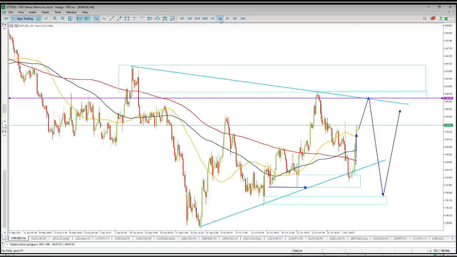All right, so you can see that price is trading within this wedge. We'll see how price reacts from this block at the top here. So that's for EURUSD. Up next, we're going to look at GBPUSD.